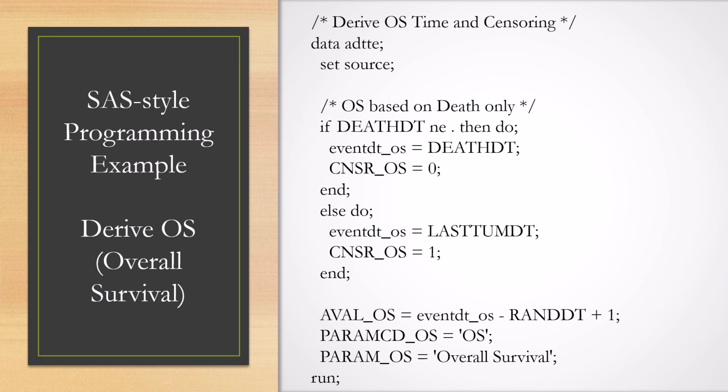Another point to note here is that for better clarity between the PFS and OS, in these examples, I have added a suffix of underscore OS to these variables. But in reality, when you will be creating the ADTTE dataset for these two PARAMCDs, you will be using the same variables, which will be the event date or the CNSR, AVAL, PARAMCD or PARAM variables, and you will not suffix anything.